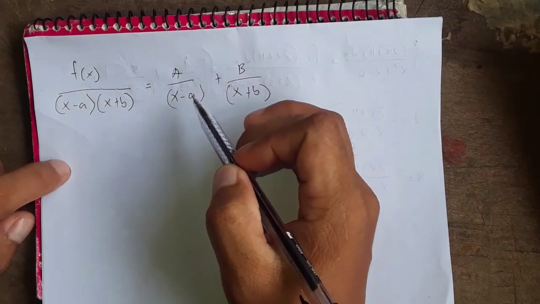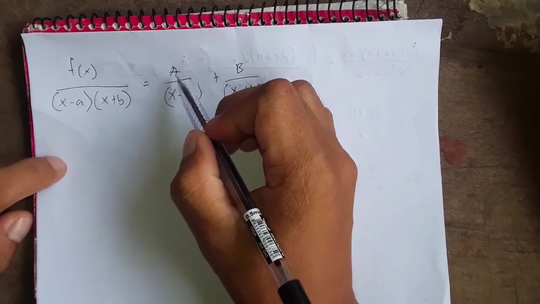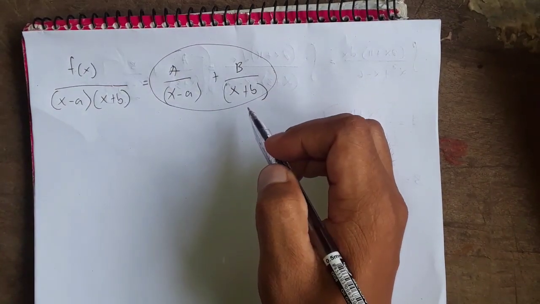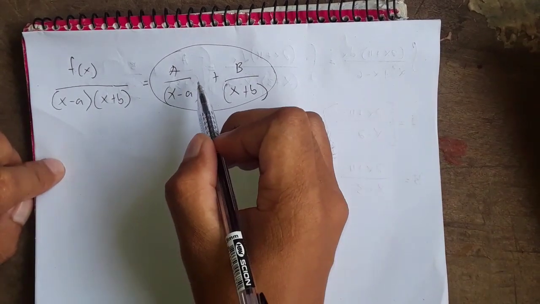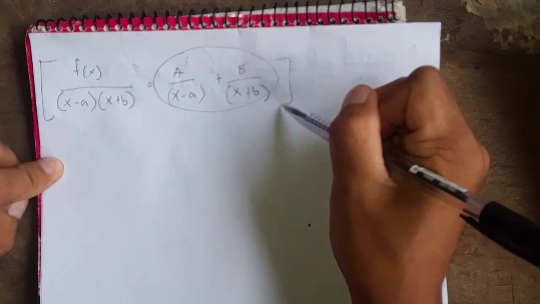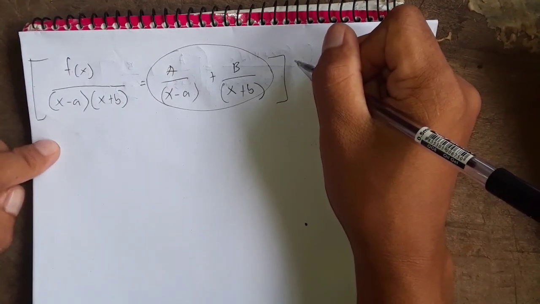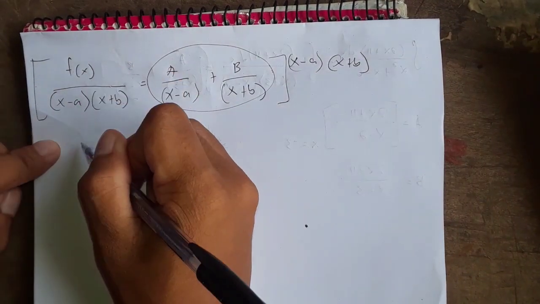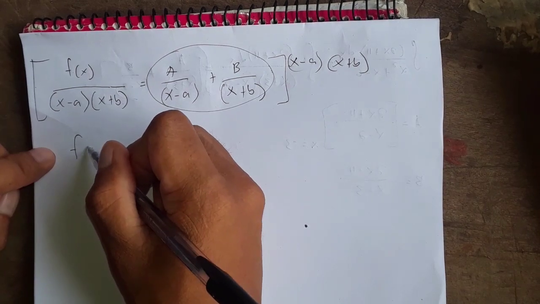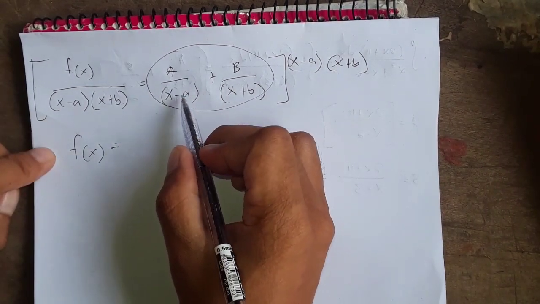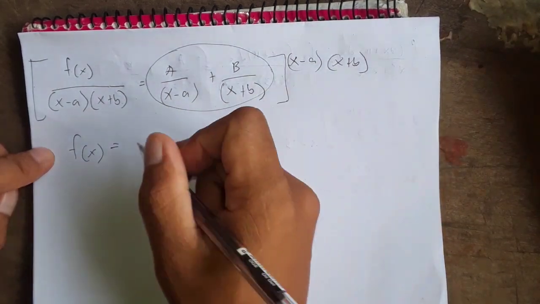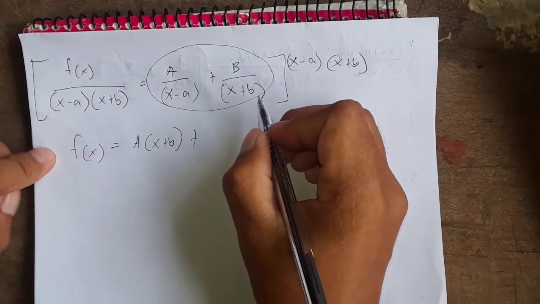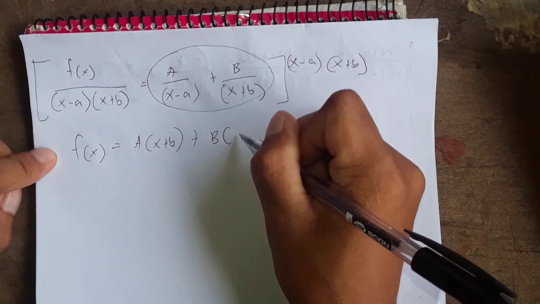Therefore, if we can find our constants A and B, we can easily integrate this kind of fraction. So to find A and B, let us multiply the whole function by x minus a times x plus b, which is the denominator. The denominator cancels out, so what remains is f of x. Then here we can cancel out x minus a, and what remains is A times x plus b. In the next term we cancel out x plus b, and what remains is B times the factor x minus a.